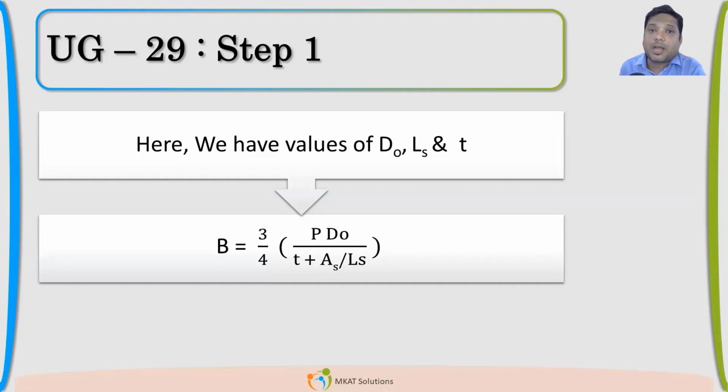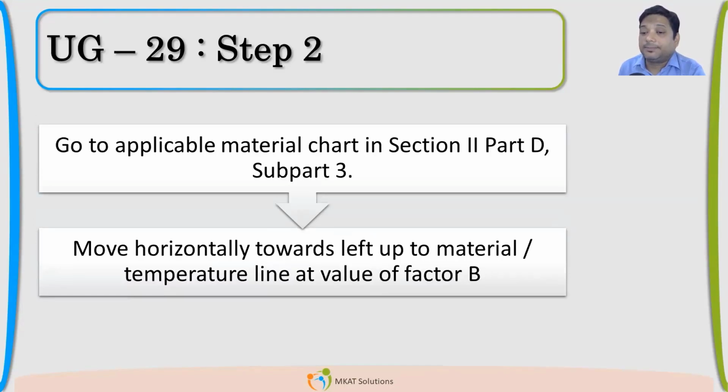Now see the different steps, how we will find out the required moment of inertia. The first thing is to find the B value. This is the same factor B, but it is calculated directly by using this formula. It is not calculated from factor A, but directly factor B. So it is slightly different than what we have been doing so far. Once we have this factor B, we'll go to the applicable material chart and find out the factor A. It is reverse, actually.